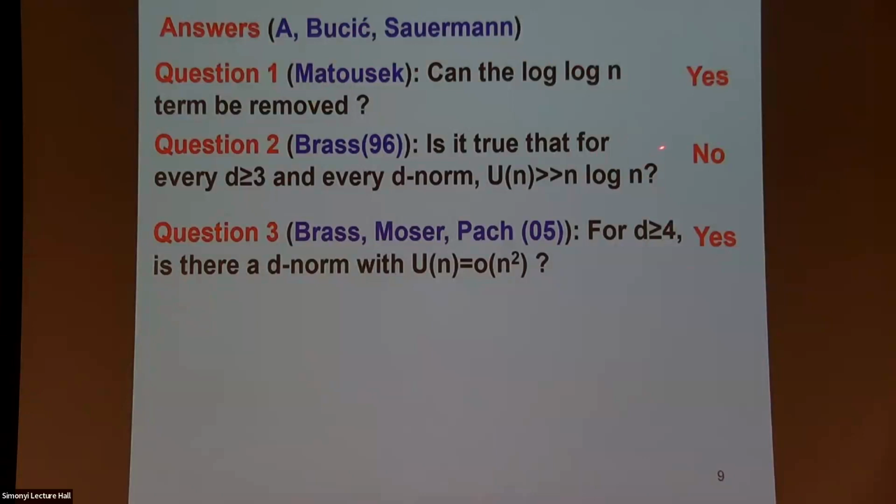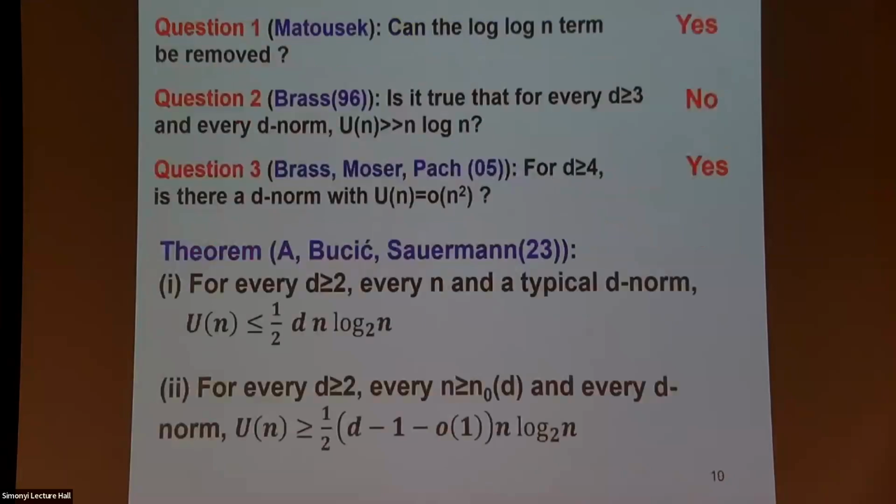And once we knew this, with Mattia and Lisa, we became more greedy and wanted to know about the dependence on the dimension D. Okay? And actually all this holds for most norms, again, in the Baire category sense that I mentioned before.